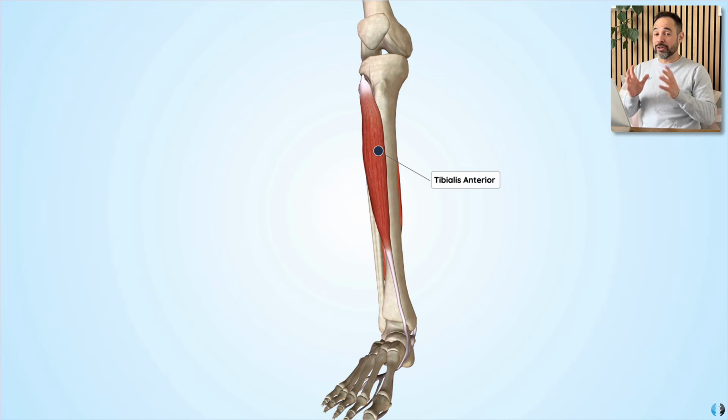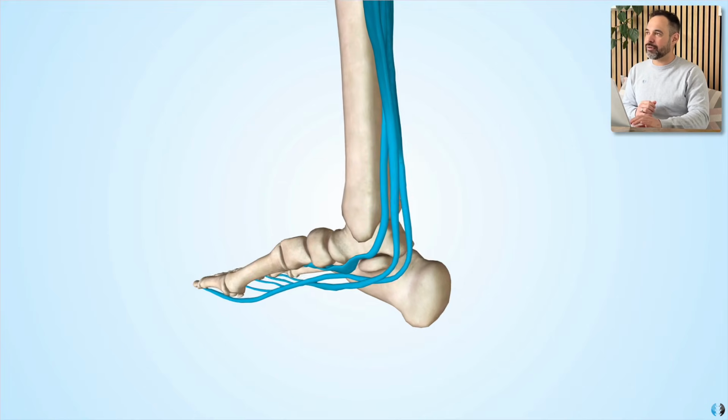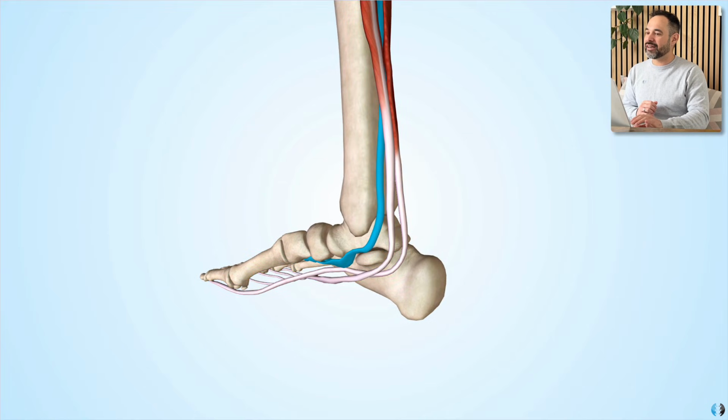So once again, we're talking about the key muscles involved in inversion. We're talking about tibialis anterior, as well as the three muscles that we mentioned just now: tibialis posterior, flexor digitorum longus, and flexor hallucis longus.